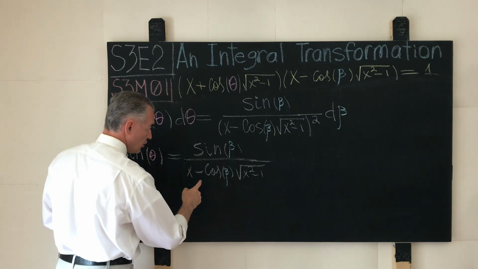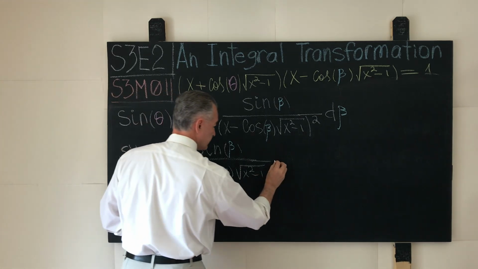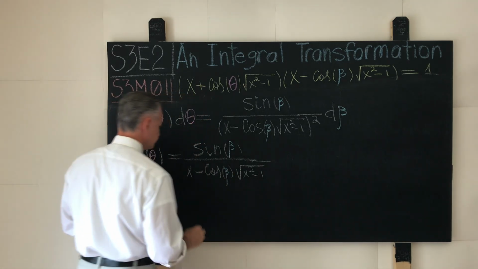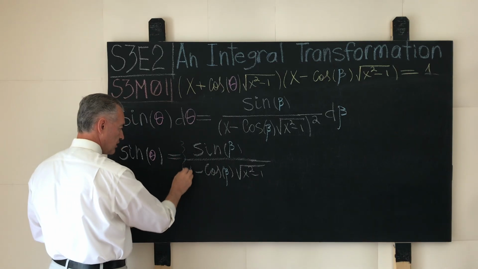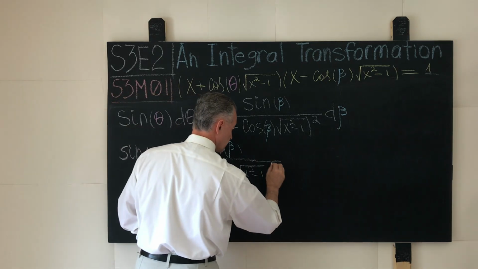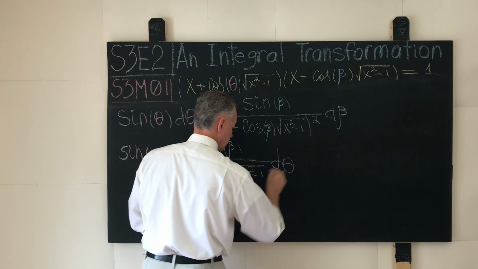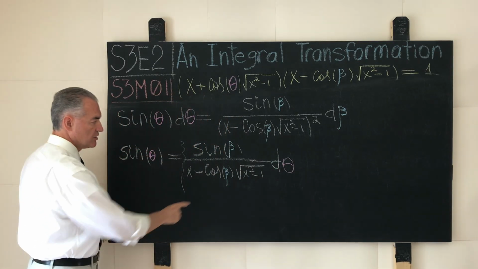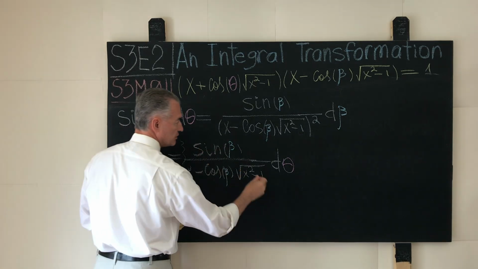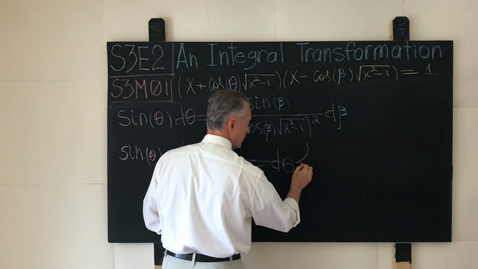So in other words, we write over here d, let's say, now that you guys understand what is going on, we write d theta, and then we equate this result to this result. In other words, this is the same thing as this.